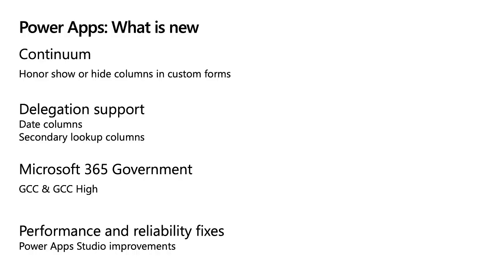So in that regard, the show or hide columns that we have as an out-of-the-box feature available for end users to configure, Power Apps now respects that. So if you have show or hide or reorder the columns, that will flow through to Power Apps when you want to customize a list form completely with Power Apps. We are adding more delegation support. So I'm happy to announce that there will be soon support for delegation support for date columns and also secondary lookup columns in SharePoint list.